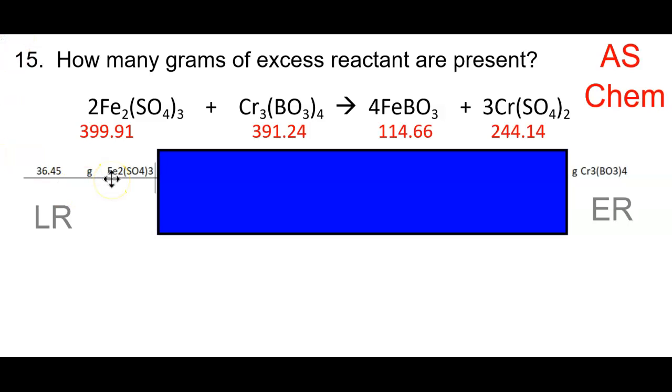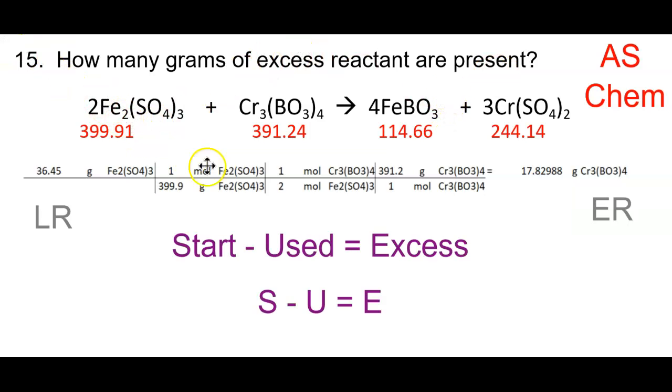So you're going from grams of iron sulfate, 3645 grams of iron sulfate, and you're going to go to grams of chromium borate, from my limiting to my excess, because it asks about how many grams of excess reactant are present. Please pause the video and calculate that. You should have gotten 17.83.